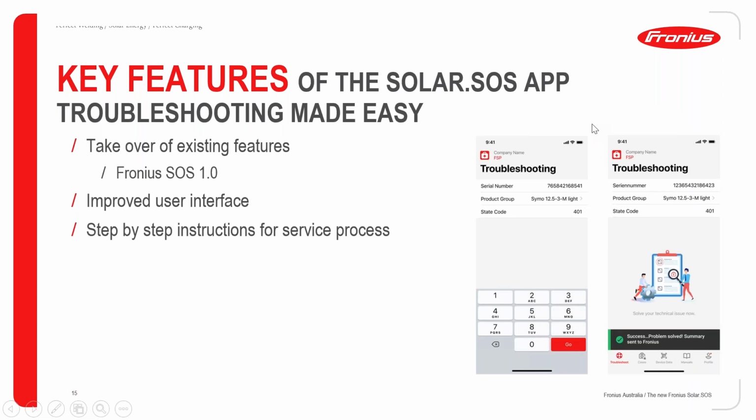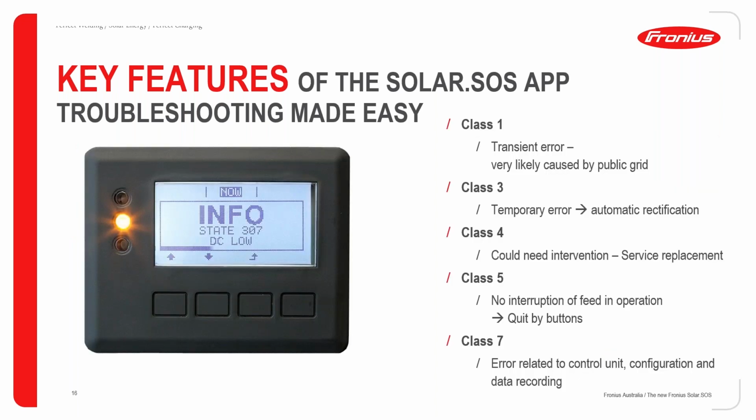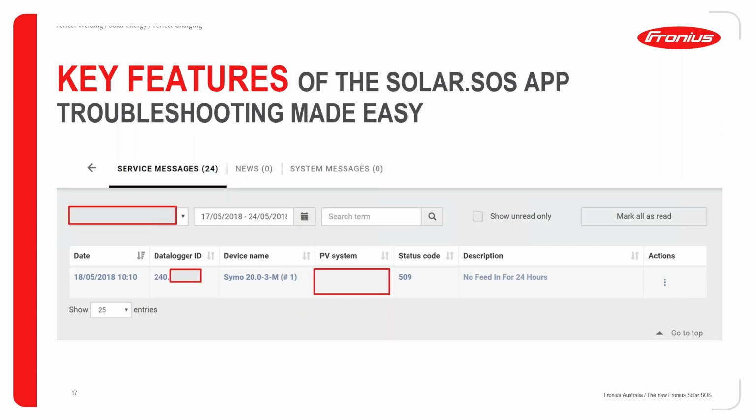The app takes over the existing features of the SOS 1.0, but has an improved and user-friendly interface and has step-by-step instructions for the troubleshooting process. To start with the troubleshooting process, you can get error code information either from the inverter display, or you can get it online on SolarWeb, where you can get the date and the time and a short description of what that error code means and when that happened.